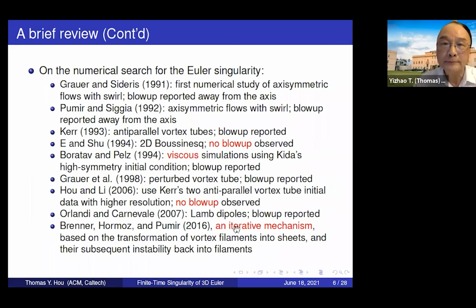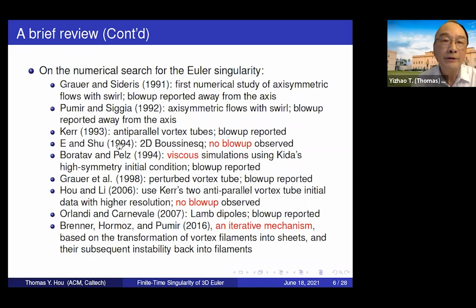That's quite surprising. At the same time, there's been a lot of effort. People try to look for a numerical singularity, because theoretically it's very hard to prove. You cannot prove there's no blow up, but it's very hard to construct an analytic blow up example either. So there is a long history, this is a partial list, a long history of research devoted to looking for numerical singularity. Okay, so starting from Brown and Stewartson in 1991, this was the axisymmetric 3D Euler equation. They found there's a potential blow up, but away from the symmetry axis.